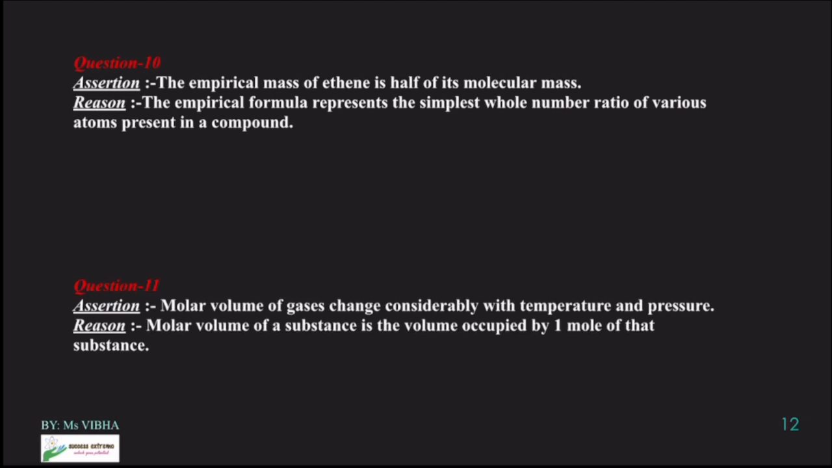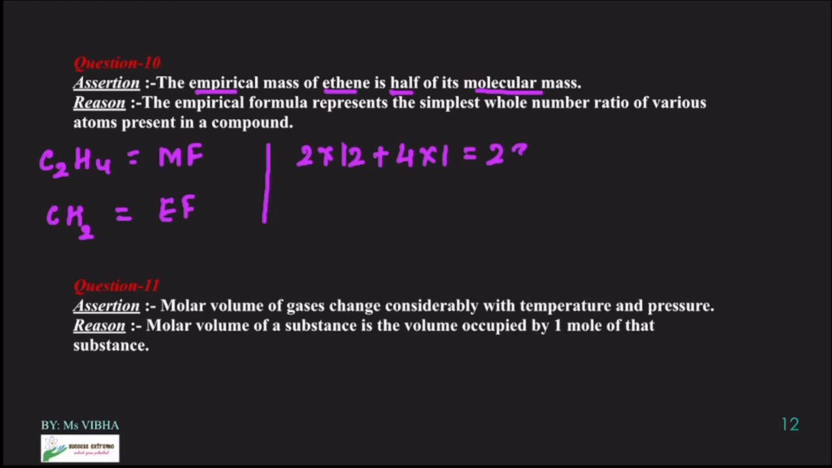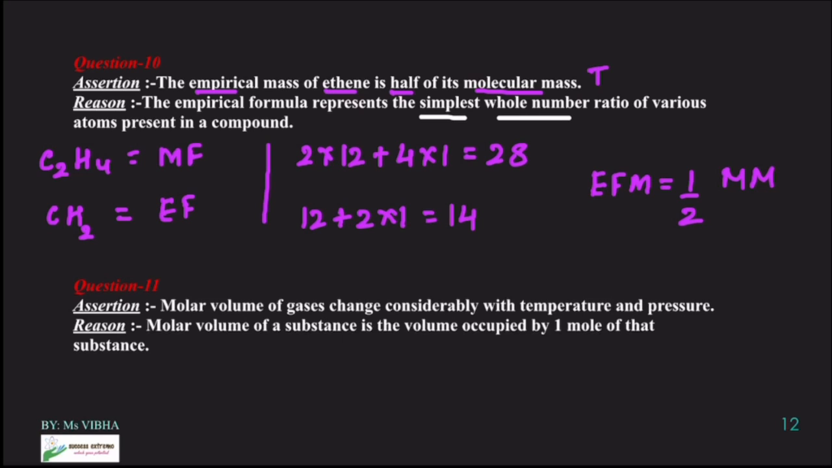The first assertion statement says the empirical mass of ethene is half of its molecular mass. So ethene is C2H4 and the empirical formula of ethene is CH2. Now we have to calculate the molecular formula mass, which comes out to be 2 into 12 plus 4 into 1, that is 28. And empirical formula mass is 12 plus 2 into 1, which comes out to be 14. So empirical formula mass is half the molecular mass, which says that the assertion is true. The reason statement says the empirical formula represents the simplest whole number ratio of various atoms present in the compound.